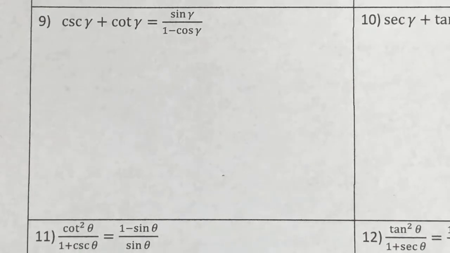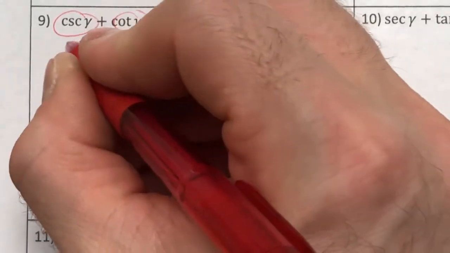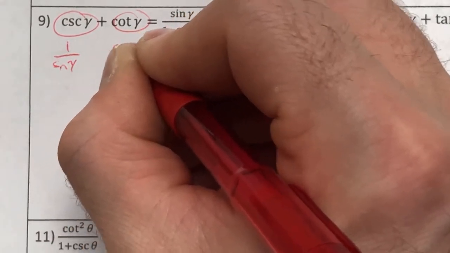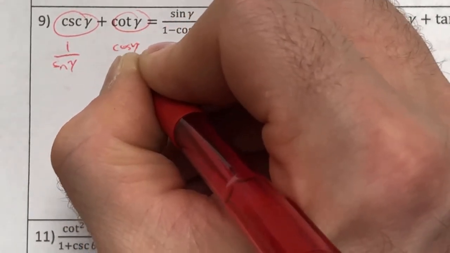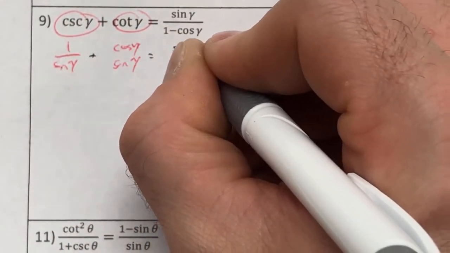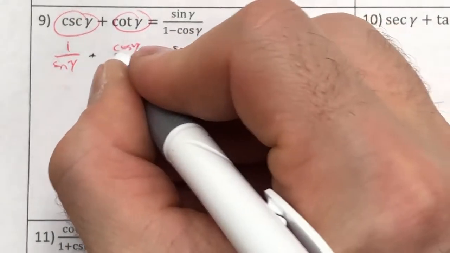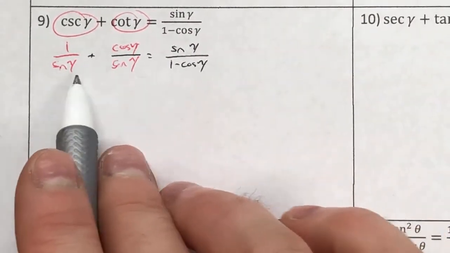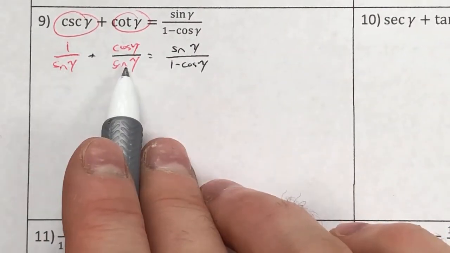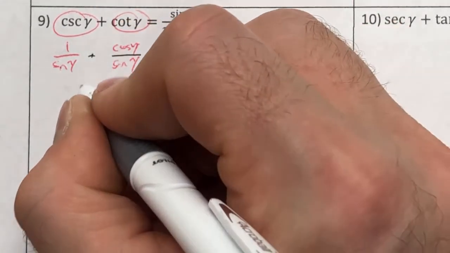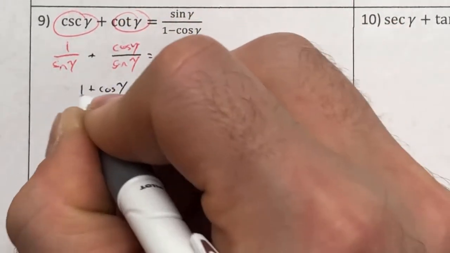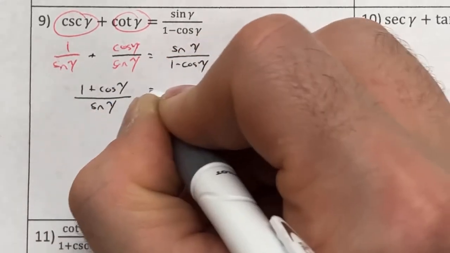Okay, now that you've had a shot, this one, I see I have the cosecant and the cotangent both of gamma, so I'm going to rewrite this as 1 over the sine of gamma. I'm going to write this as the cosine of gamma over the sine of gamma. So I get that. The other thing that I notice is the fact that I have 2 different fractions. They're both over the sine of gamma, so I'm going to go ahead and combine them. So 1 plus the cosine of gamma over the sine of gamma.